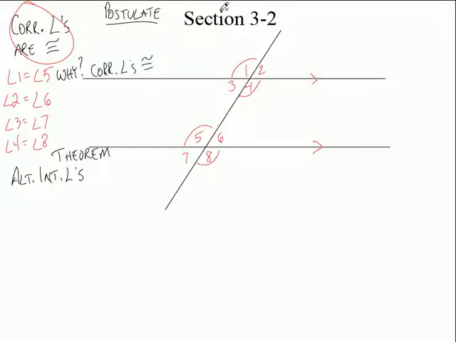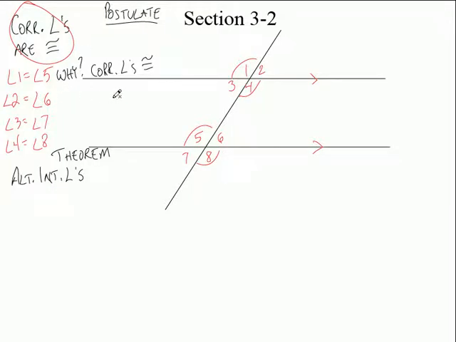What's the if part? If two parallel lines are cut by a transversal, then the corresponding angles are congruent. I kind of leave that out, but that's okay. We just kind of know that, don't we? So I just say the corresponding angles are congruent. What about 2 and 6? They're corresponding angles, right? So what must be true about them? They're congruent. Why? Because there's a postulate that says what?